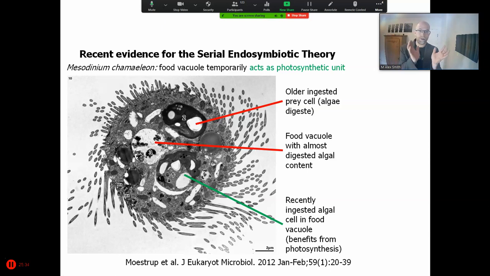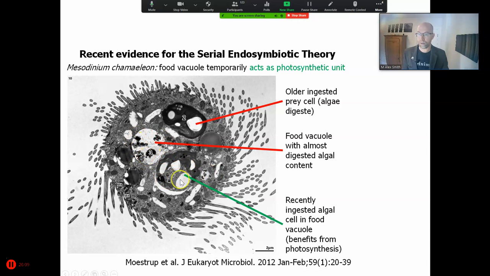So when there is phagocytosis, when the cell membrane, the outer lining, opens up and engulfs an autotroph that it's going to eat, something that's photosynthesizing, you can see here that that food vacuole temporarily acts as a photosynthetic unit. So here from the top in this image, you've got an older ingested cell which is just dead now, algal digested. And then there's an intermediate stage here in the center where the algae is almost digested.